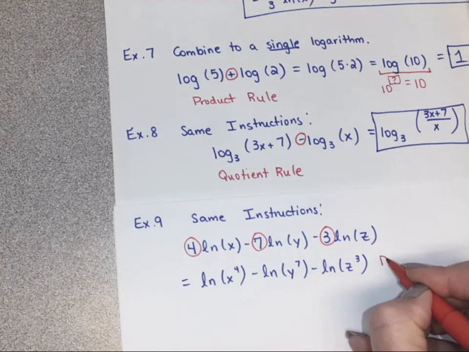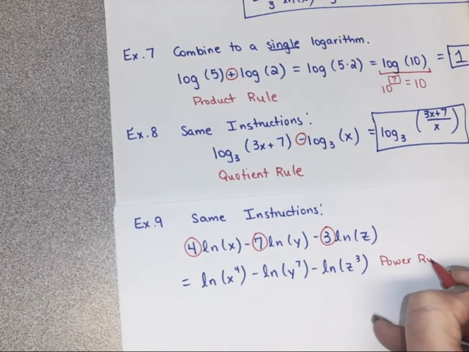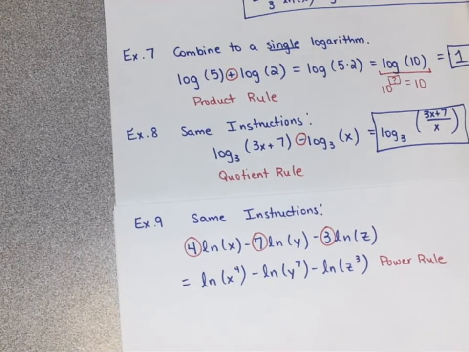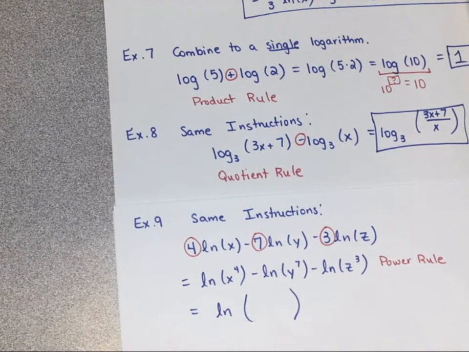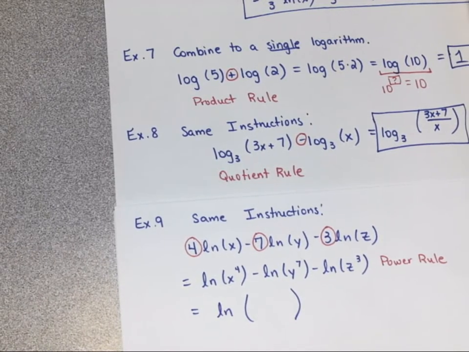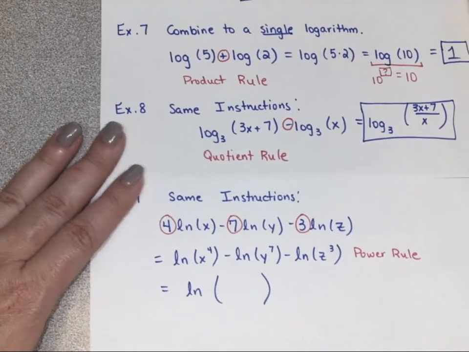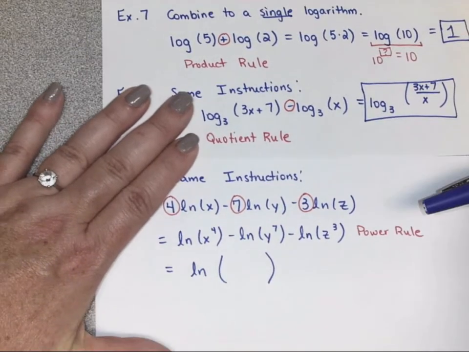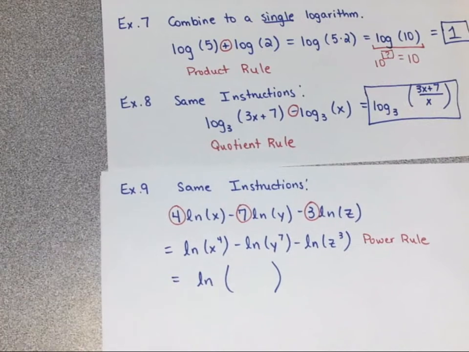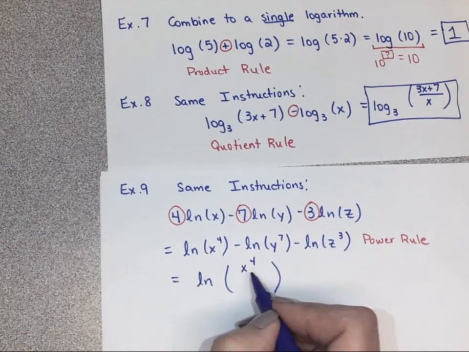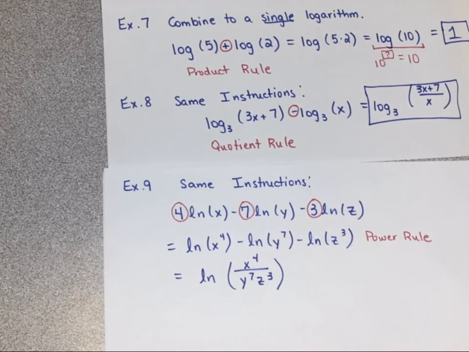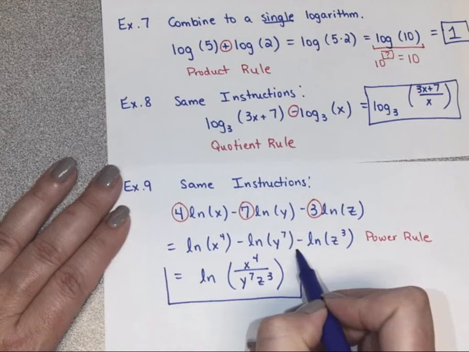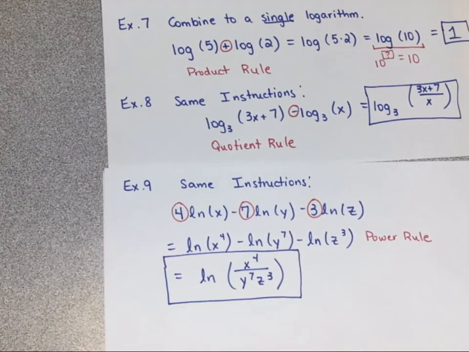So this step was because of the power rule. But then how would we combine this to a single log? I'm going to start you off here. So it'll be the ln of what? How do you decide what goes where? The positive things go where in the fraction? Anything that's positive goes on top. What about the things that are negative? Where will they go? On the bottom. So that's it. Positive things go on top because that's where positive exponents belong, and negative exponents go on bottom because that's where negative exponents belong.